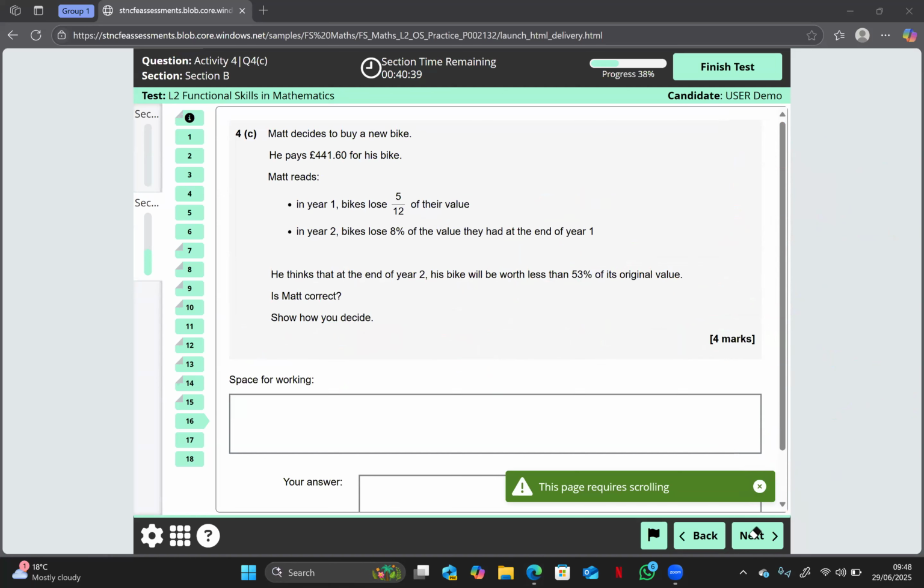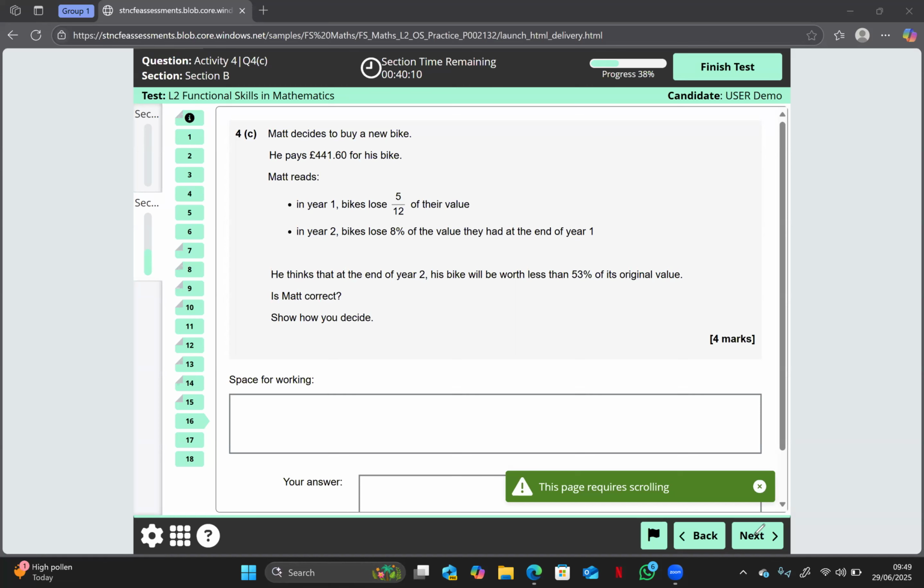So for this one, let's read it. Matt decides to buy a new bike. He pays £441.60 for his bike. In a year, his bike loses 5/12 of its value. In year two, it loses 8% of the value it had at the end of year one. He thinks that at the end of year two, his bike will be worth less than 53% of its original value.